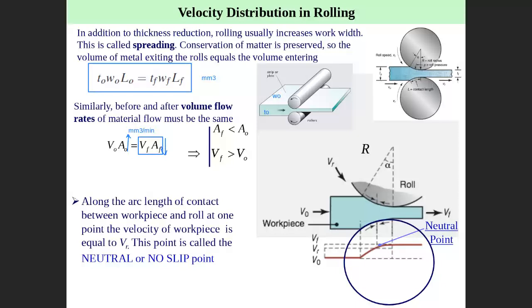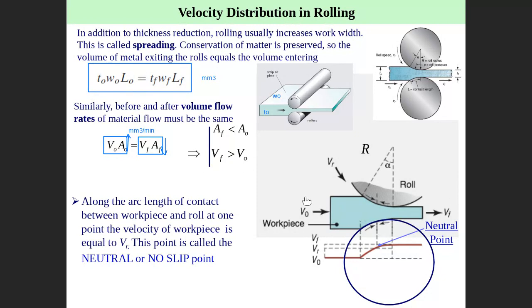VA is constant. Then VF AF equals VO AO. Then this one is constant, right? If AF is smaller, then VF must be bigger to compensate, right? Then VF must be bigger than VO. Then this is VF higher than VO.